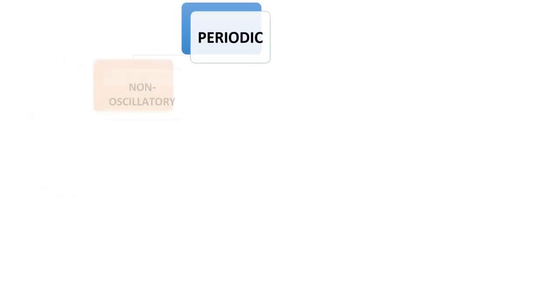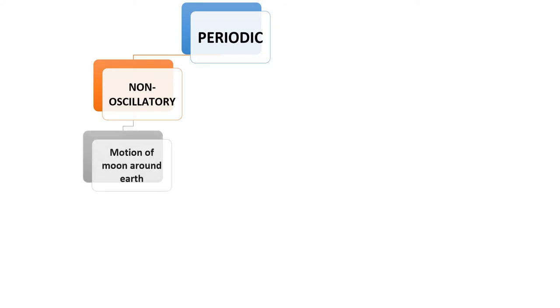So periodic motion itself we can classify into oscillatory motion and non-oscillatory motion. Non-oscillatory motion, for example, is the motion of the moon around the earth. In that case, even though it is periodic, that is, it repeats at regular intervals of time, it is not oscillatory. The moon is not oscillating with respect to a mean position. No, it is moving around the earth.